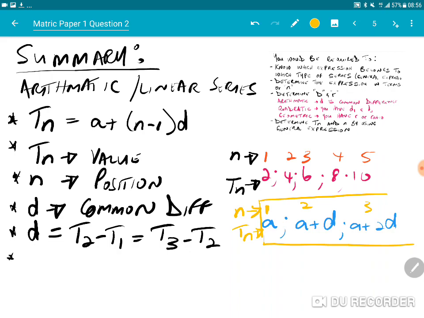So we've covered the general expression. We're going to see now how we're going to determine the expression in terms of N. We covered determining D, the common difference. And we're going to cover determining Tn by using the general expression now.